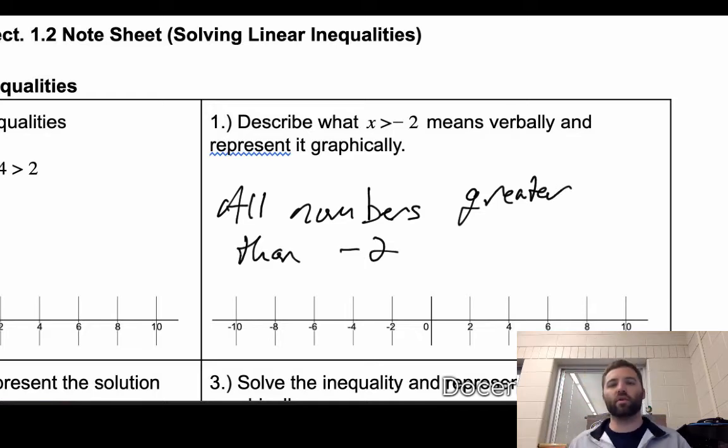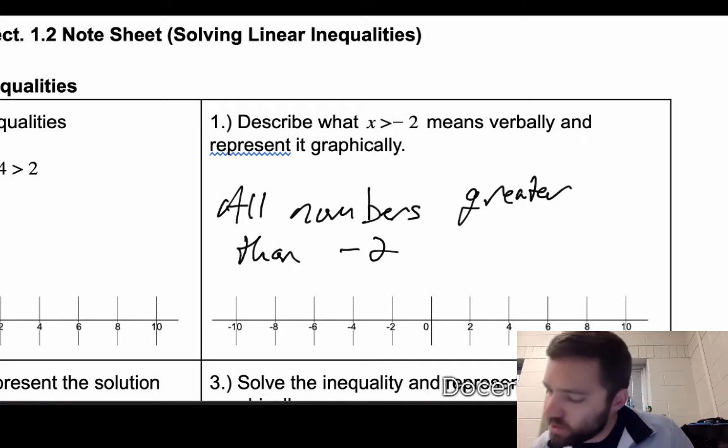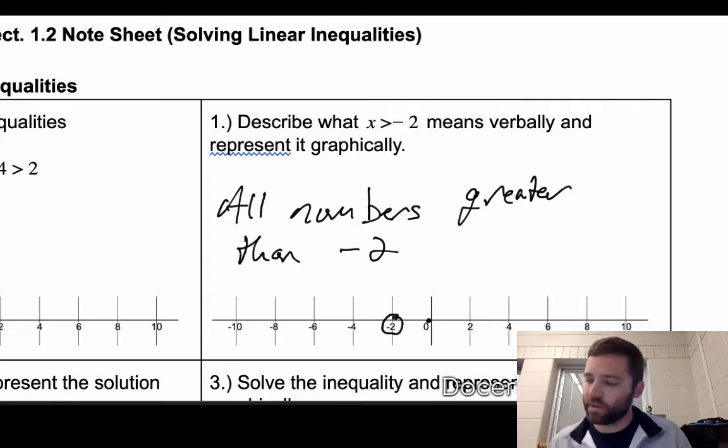And so you ask yourself, how would you represent that graphically? This statement is saying all of these numbers that are greater than negative 2. So you think, is 0 greater than negative 2? Yeah, because here's negative 2 on the number line. 0 would work, right? 2 is greater than negative 2. So this means all numbers that are to the right of negative 2.